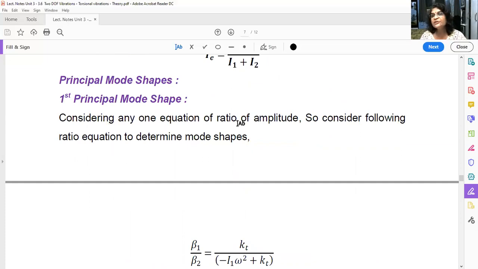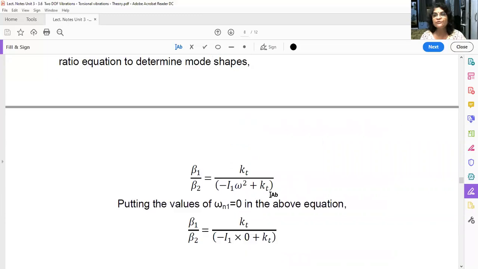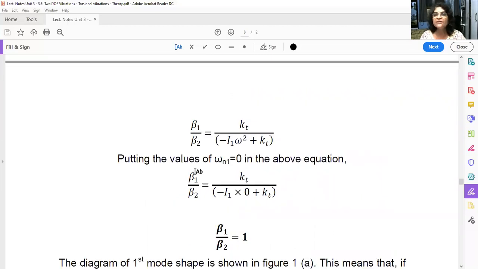Considering any one equation of ratio of amplitude, we got two equations, no? Beta 1 upon beta 2. So consider any one equation. Suppose we are considering this equation: beta 1 upon beta 2 is equal to KT upon minus I1 omega square plus KT. Okay. Now, to find out the first mode shape, put omega N1 value, which is equal to 0.